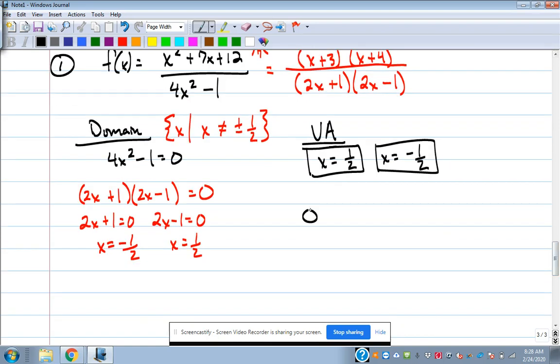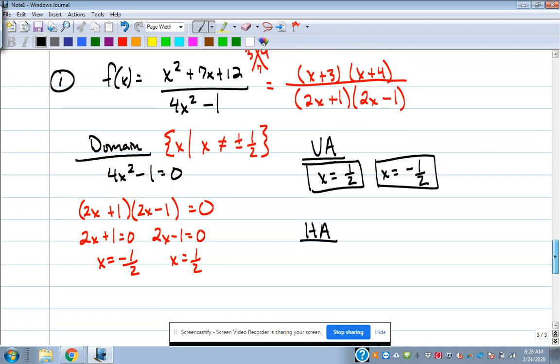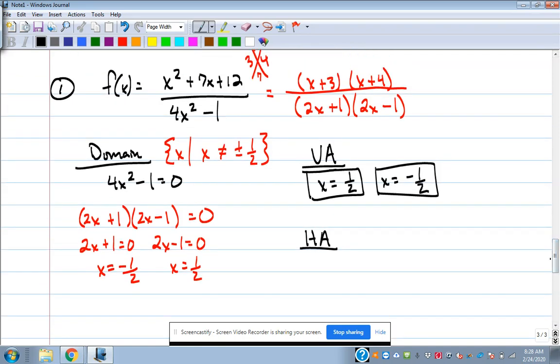All right, oblique asymptotes, or excuse me, let's do horizontal, then oblique. Horizontal asymptotes. Since it didn't simplify, I'm going to go back to the original and look at the degrees. They're the same, right? X squared and x squared. So that means my horizontal asymptote is going to be where? The ratio of the leading coefficients. 1/4.